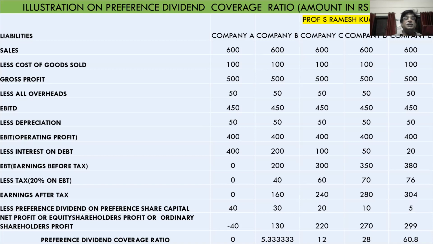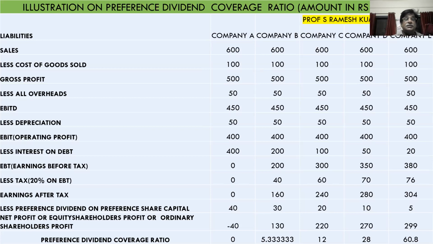Company A: sales is 600 crores, gross profit is 500 crores, earnings before interest, tax and depreciation is 450 crores, and operating profit is 400 crores. Interest is 400 crores and the earnings before tax is zero. Tax is zero because there is no profit, no tax. Earnings after tax is zero because there is no profit here. Now they have to pay 40 crores as preference dividend.